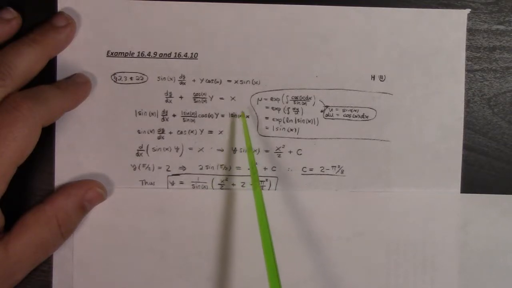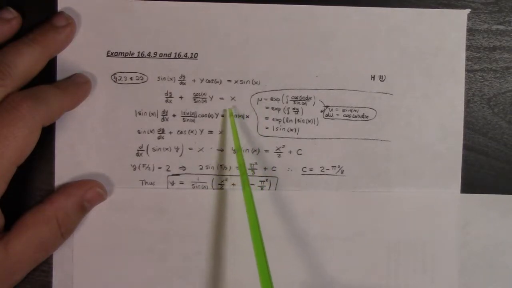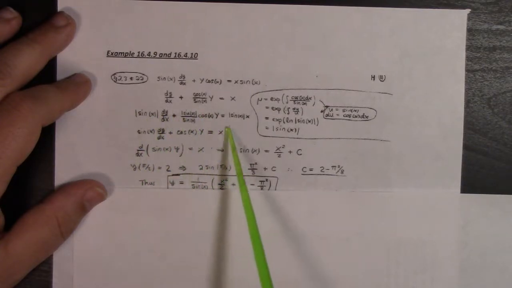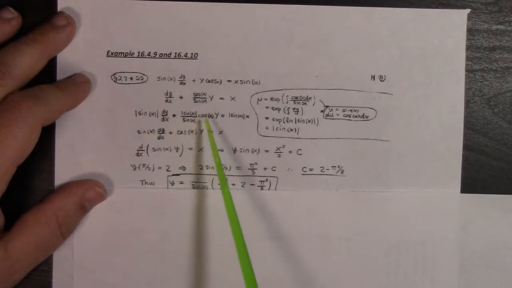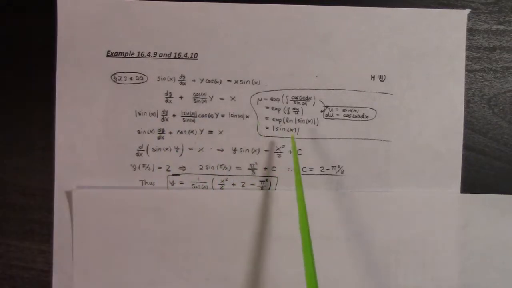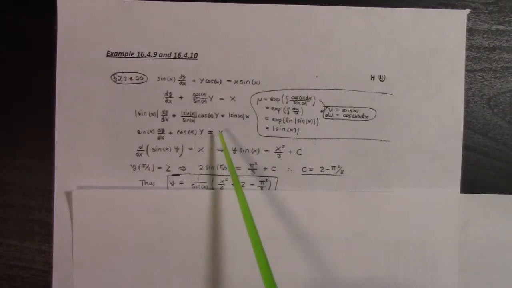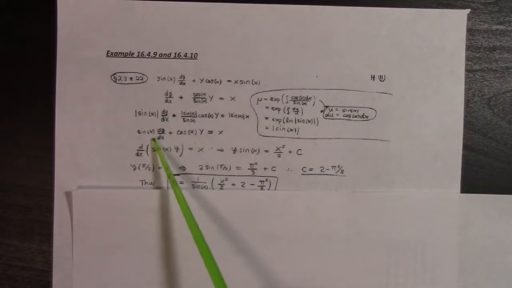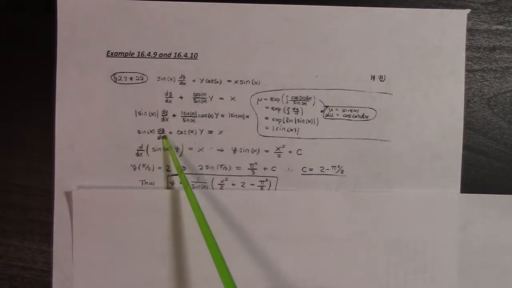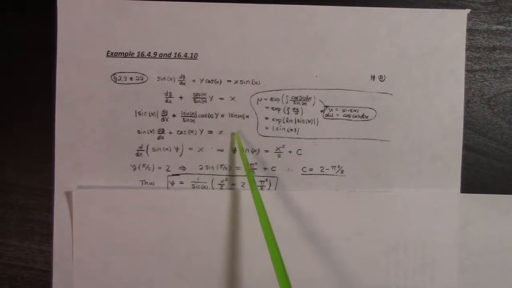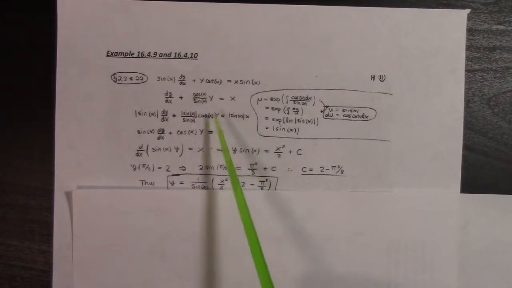Well, anyway, let's assume that sine of x is positive. If we do that, then we will get to this, which is sine of x dy/dx plus cosine of x y equals x, right?